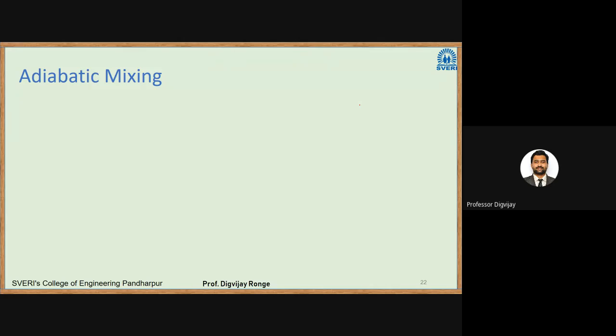If you are taking notes, write down this title, adiabatic mixing. I will show you first what its real life application is, then we'll see what its actual process is. Suppose there is a room. This is a room, and this room is maintained.